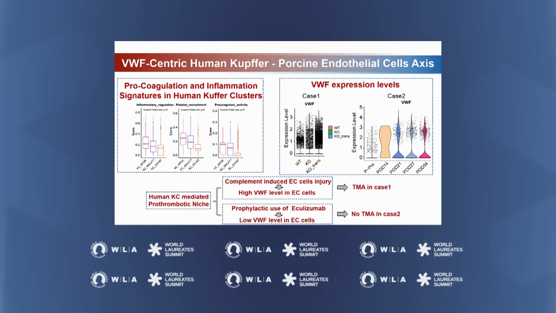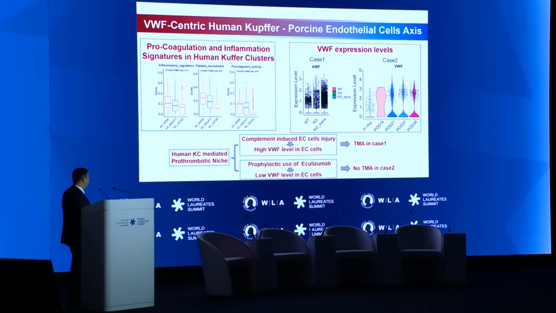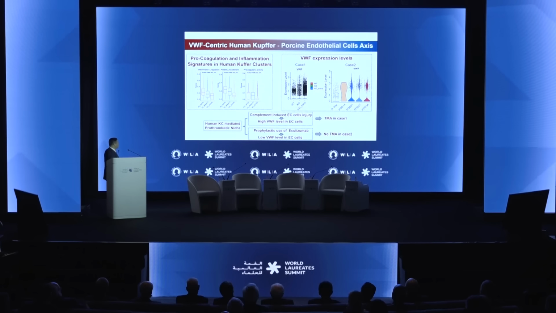through the VEGF-centric pathway. In case 1, you can see the complement activation induced endothelial cell injury, leading to high VWF expression in endothelial cells and causing the TMA. But in case 2, we used the prophylactic C5b9 antibody, and there's no endothelial cell injury and no TMA.